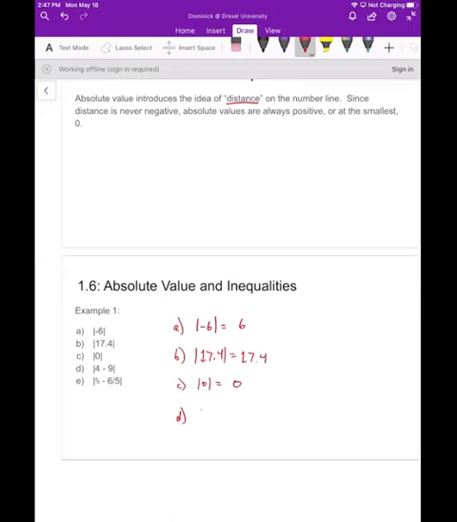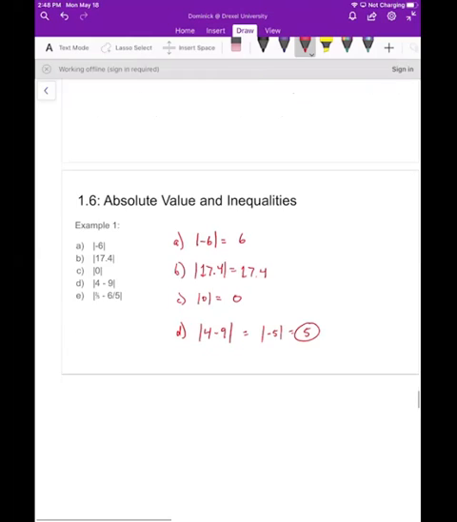Now in part D, we need to do a little bit of simplifying first. Absolute value is another grouping symbol, right? So you can think of them as parentheses, so you want to deal with what's inside there first. If I do 4 minus 9, that gives me a -5. And of course, the absolute value of -5 is just 5.